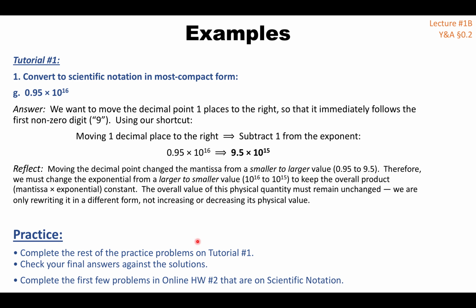All right. So my recommendation now is, if you'd like more practice to see if you have the hang of this, do as many of the practice problems on tutorial 1 as you have time for, and check your answers against my solutions that are also uploaded. When you think you understand it pretty well, then go ahead to Online Homework 2 and do the first 3 problems on scientific notation, because those are the ones that are actually worth points. So if you think you got the hang of it, feel free to quit tutorial 1 whenever you want.